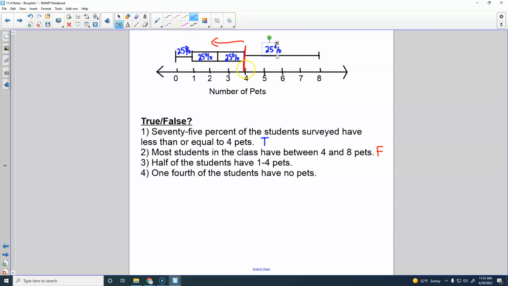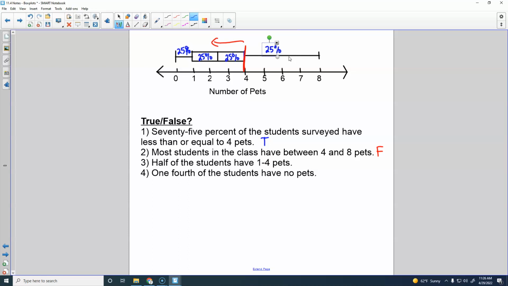Between 4 and 8, what percentage of the students surveyed are there? 25%. That's not most, right? Most would have to be 50 or more. So that is not true. Okay. All right. Let's see.